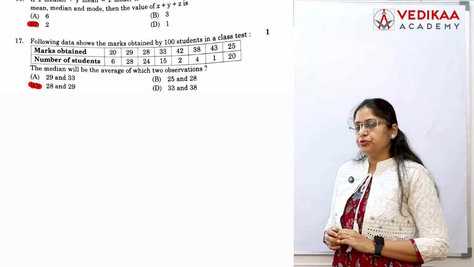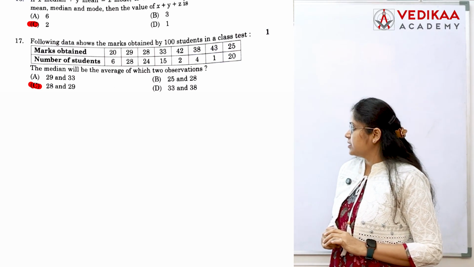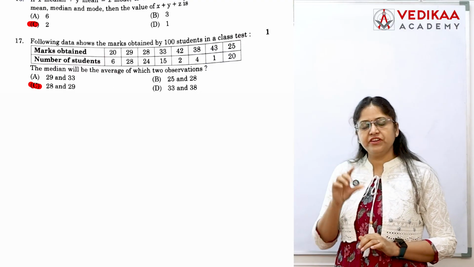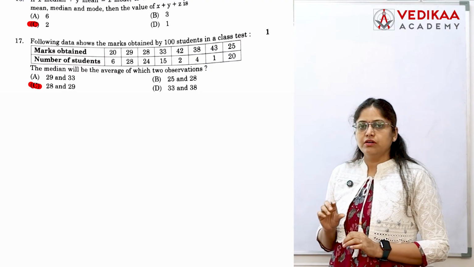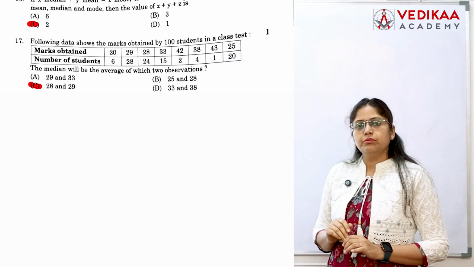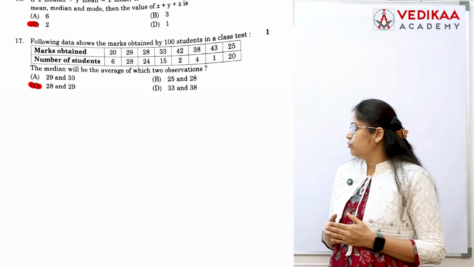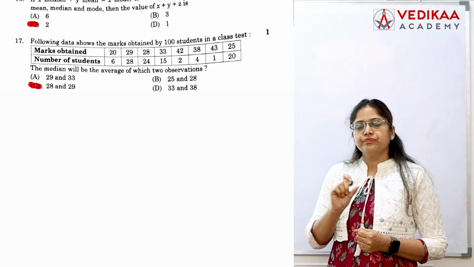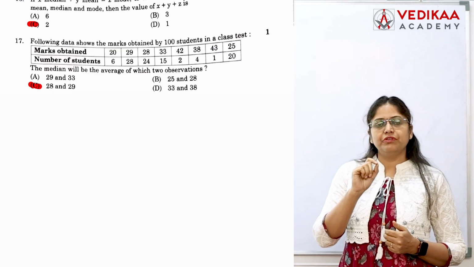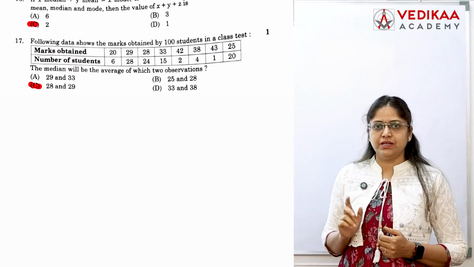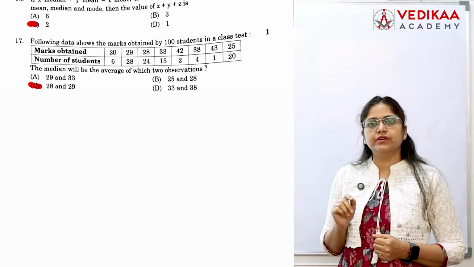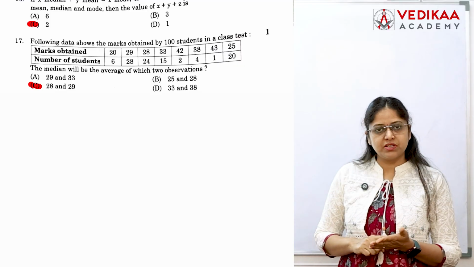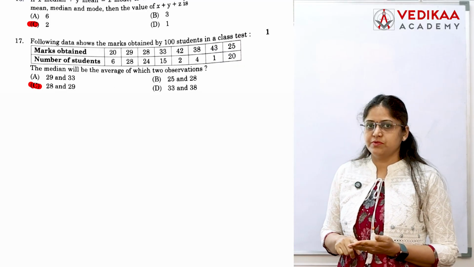when data is given to you, there are a total of 100 students, and the median will be the average of which two observations. The very first thing is you have to write down the particular table in ascending order. Now n is equal to 100 here. We know that median is nothing but the average of the n by 2th value and the n by 2 plus 1th value. So here n is equal to 100, so obviously the median will be the average of the 50th observation and the 51st observation.